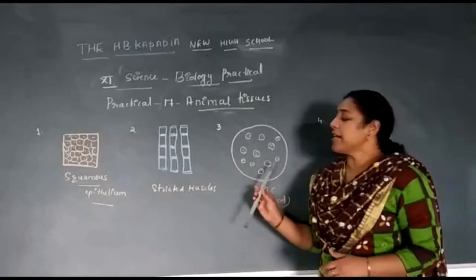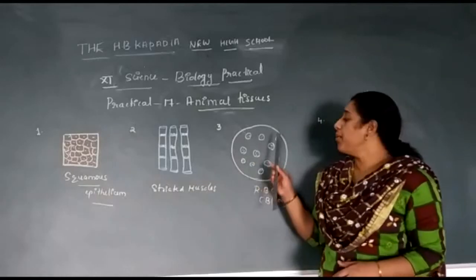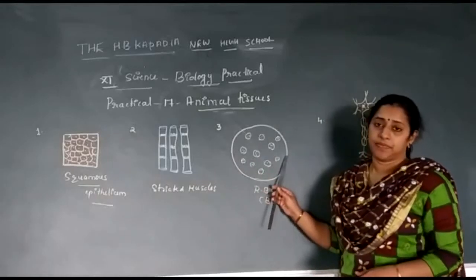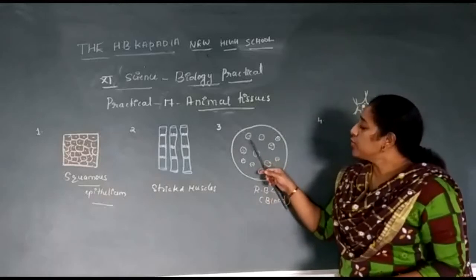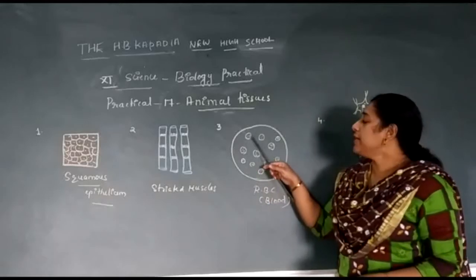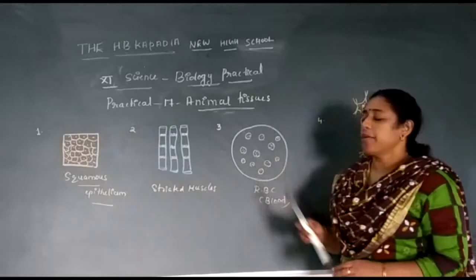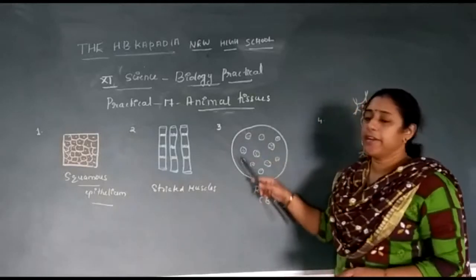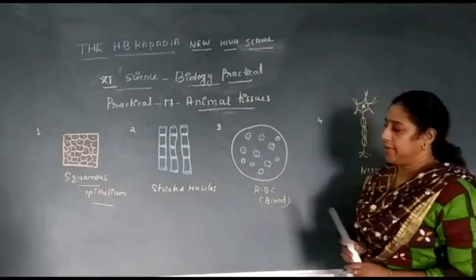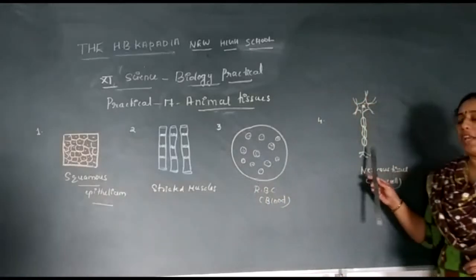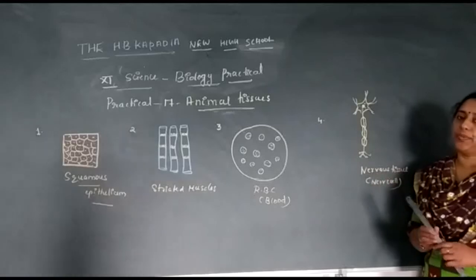When you keep this RBC slide under the microscope, you will get such an image. You can find so many spherical cells with cytoplasm. So, this is a sectional view of RBC. Now the last type of animal tissue is nervous tissue.